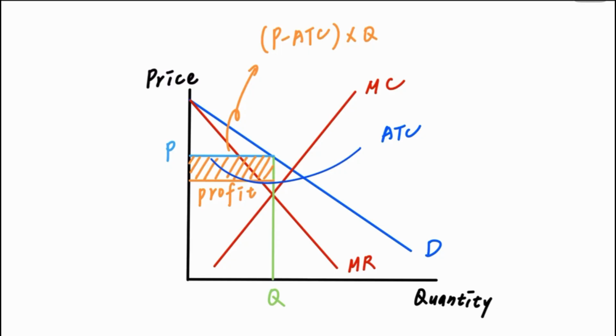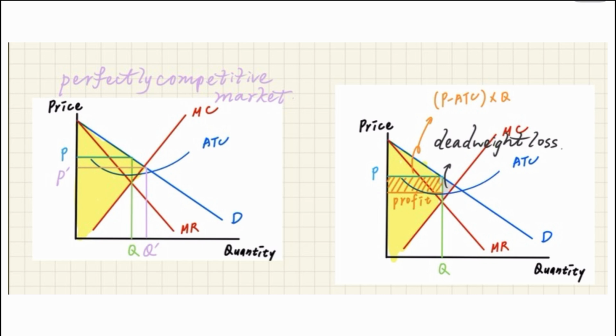To deepen our understanding, let's make some changes to the diagram. First, compared with perfect competition, the monopoly market creates deadweight loss, shown as the gray triangle. The reason is that unlike a free market, which produces at the socially efficient equilibrium, the monopolist restricts output to the profit maximizing level.